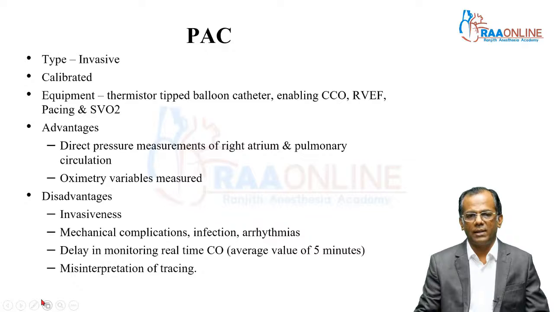The pulmonary artery catheter. It is an invasive monitor. It is calibrated. The equipment consists of a thermistor tipped with a balloon catheter. It enables continuous cardiac output monitoring, right ventricular ejection fraction monitoring, RV pacing, and monitoring of your mixed venous oxygen saturation. The advantages of a PAC are it helps in direct pressure measurement of the right atrium and pulmonary circulation, and the oximetry variables are measured.